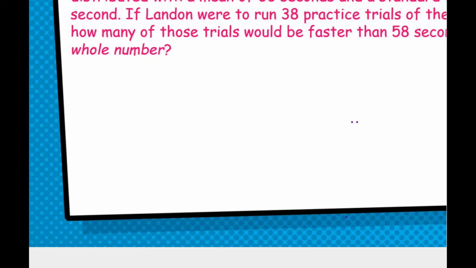When he times these, we're told that his finishing times are normally distributed with a mean of 60 seconds, which means on average he can run a 400-meter dash in 60 seconds, but he has a standard deviation of 1 second because some are going to be more, some are going to be less. So if Landon were to run 38 practice trials of the 400-meter dash, how many of those trials would be faster than 58 seconds?